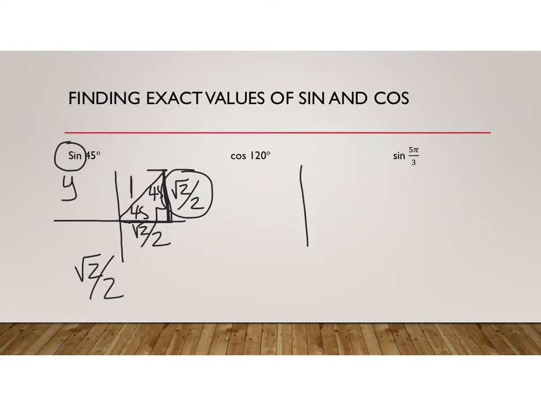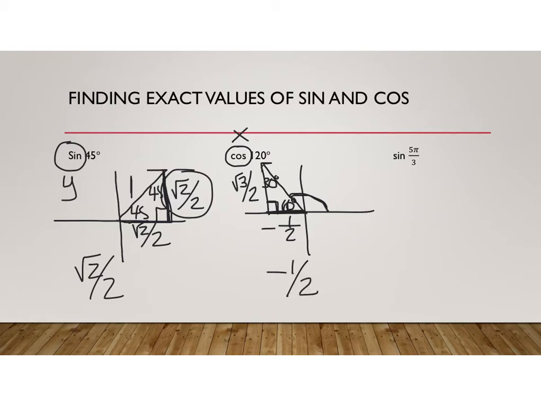If I'm asked to find the cosine of 120, again we rotate from this terminal ray, 120 would be about right there. I drop down to the x-axis, and if this is 120 degrees, this has to be 60, and this would be 30. Side opposite to 30 is a half, side opposite to 60 is root 3 over 2. I am finding cosine of this, which is the x, and there's the x coordinate. That's going left, so this would be a negative 1/2.